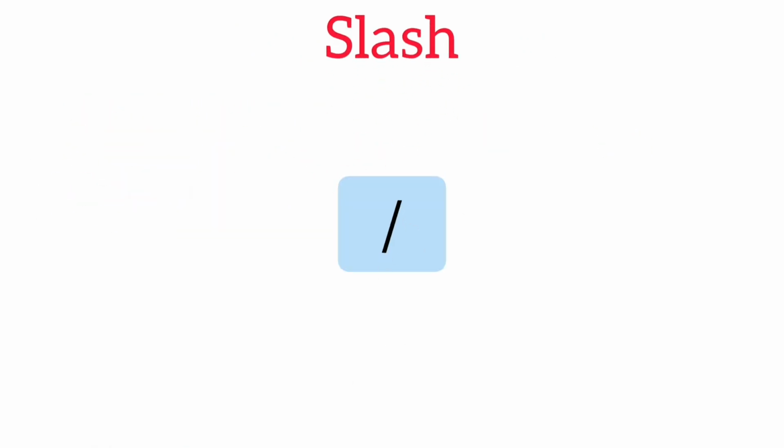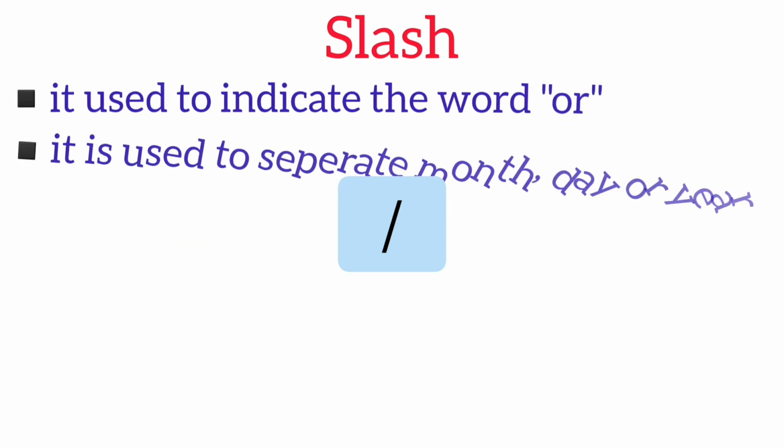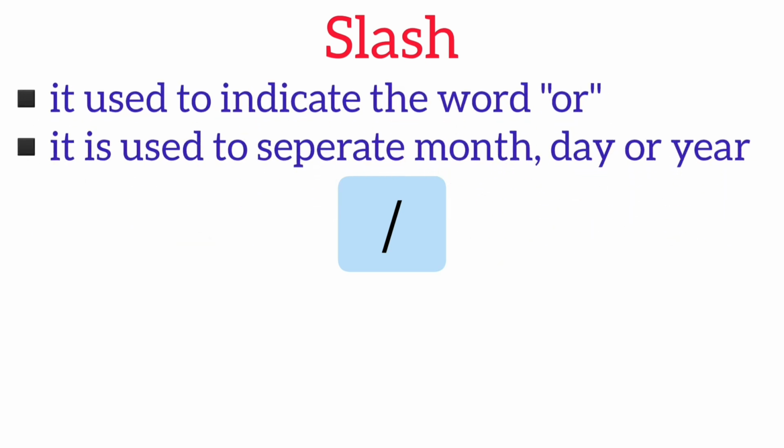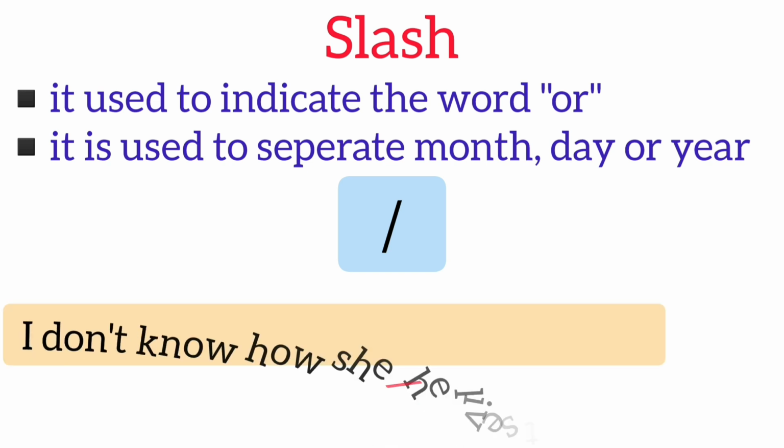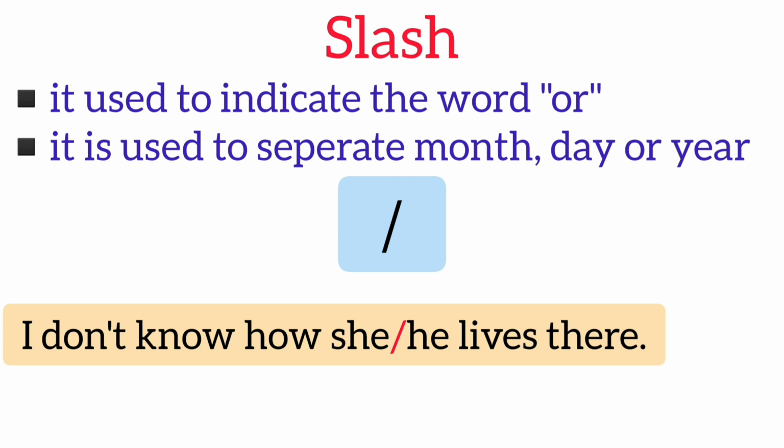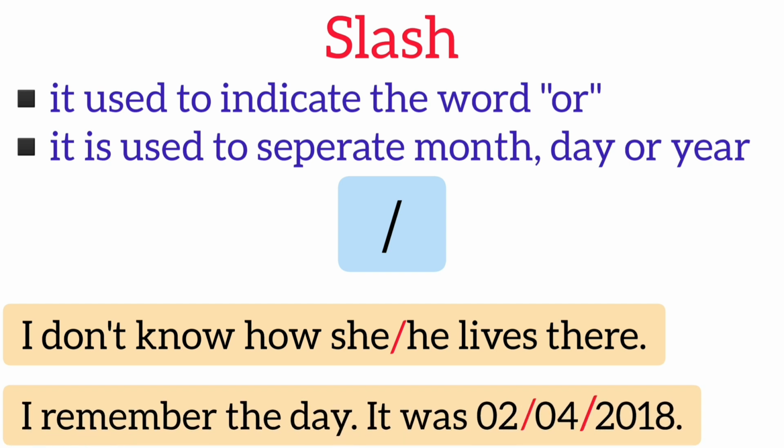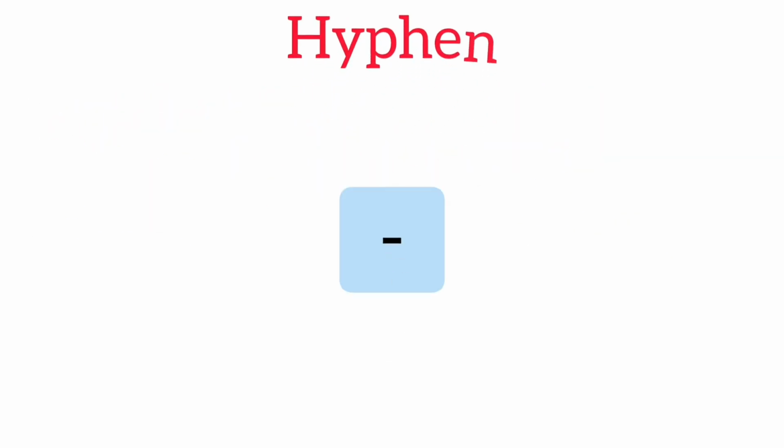Next one is slash. Slash is used to indicate the word or. And number 2, it is used to separate month, day, or year. For example, I don't know how she/he lives here. Instead of or in here, I use slash. And number 2, I remember the day. It was 2/4/2018. To separate month, day, and year, I use slash.